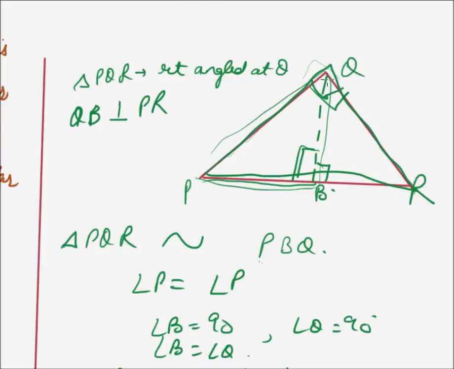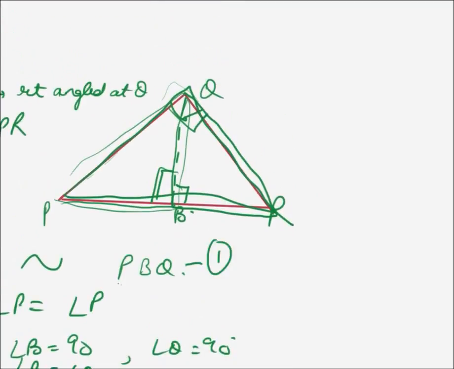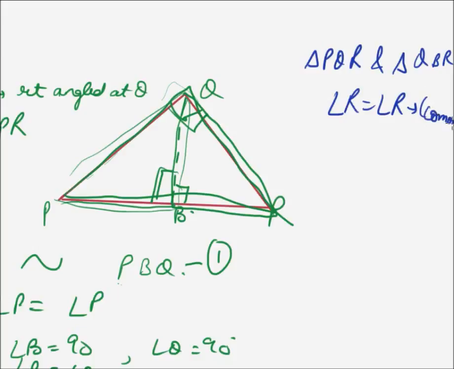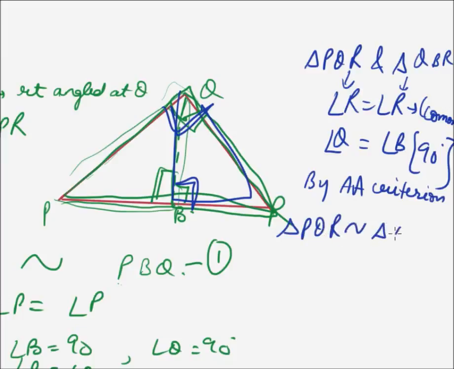Similarly, we can also apply this criteria in this triangle BRQ. Now if we look at the triangle PQR and the triangle QBR, we can say that angle R is common to both the triangles, and angle Q in this triangle is equal to angle B in this triangle, each 90 degree. So by AA criteria, we can say that triangle PQR is similar to triangle QBR.